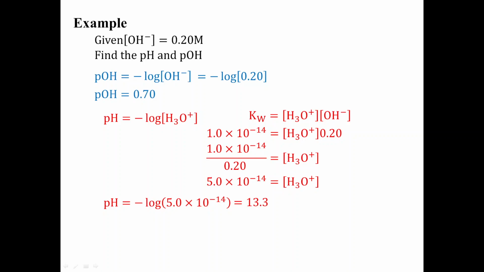Now another way to do that is to use that other equation we just talked about, where our pH plus pOH is equal to 14. We can rearrange this a little bit, so we can see that our pH is equal to 14 minus our pOH. So we'll just do 14 minus 0.7, and we'll get the same value of 13.3 for our pH. So either way works. It just depends on which way you like to think of it.